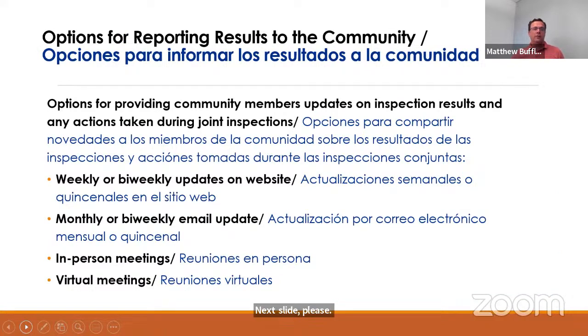Another item we want to discuss with you is our options for providing community members updates on our inspection results and any actions that are taken as a result of our inspections. These could be updates on our website at a regular interval, email updates, in-person meetings, or virtual meetings.